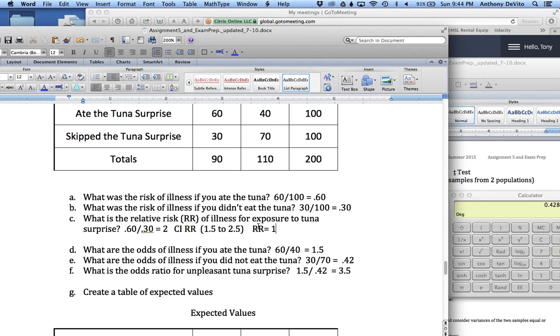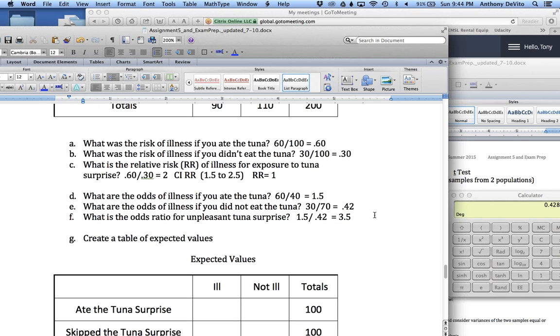It's almost like doing a single sample t-test in a way, right? But not really a t-test. So since it excludes 1, we can reject the null hypothesis that there's no association between tuna surprise and getting sick. Okay, that would be our null hypothesis. We're going to get to that in a second, I think.